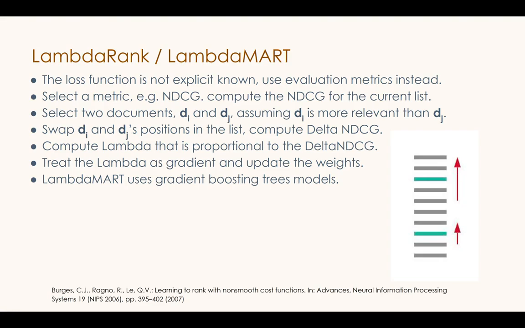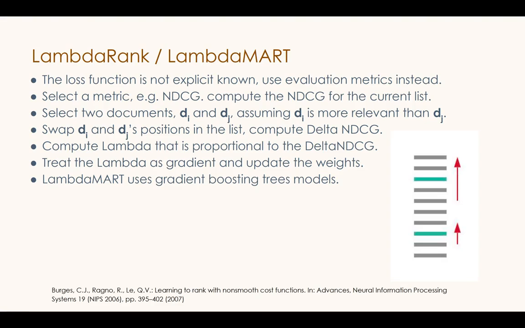So let's first select a metric. For example, let's use NDCG. Then, given a list, we can compute the NDCG for the list. Then we select two documents. So that's why this is a pairwise ranking algorithm, because it always considers a pair at a time.